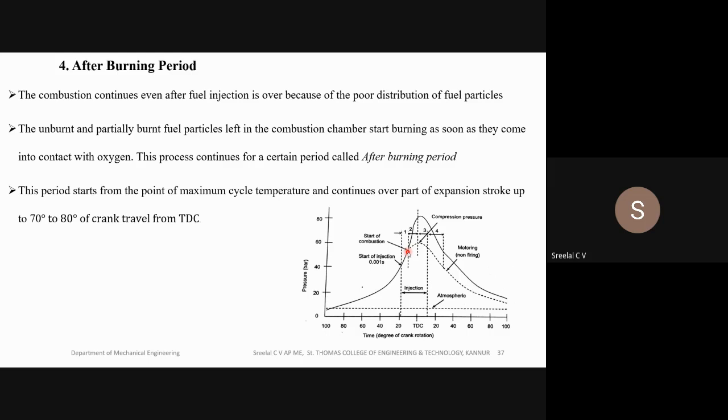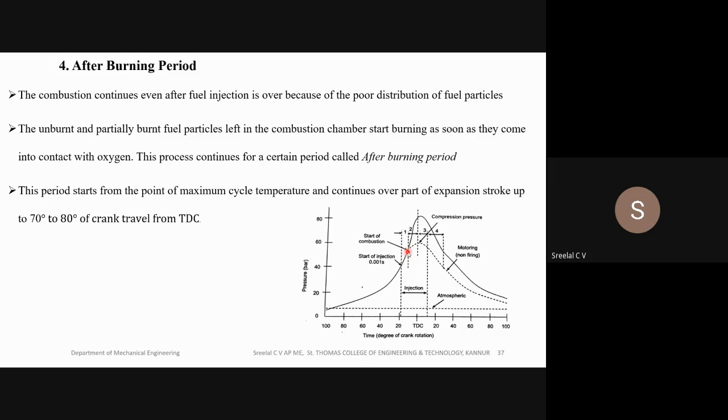pressure of the mixture, and it will reach a peak value. A peak pressure value will be obtained. We can find that in the indicator diagram. That is known as the rapid combustion period, or the uncontrolled combustion period.